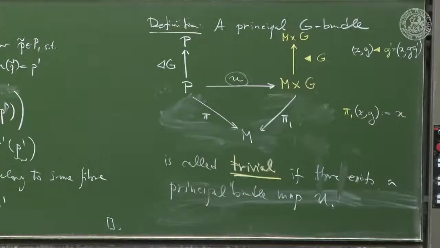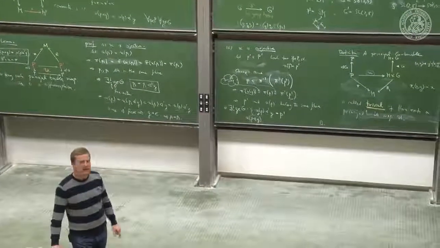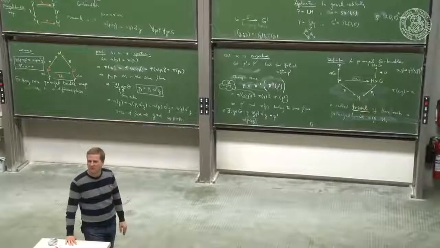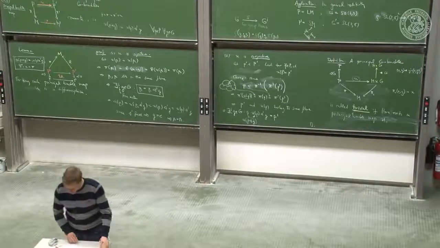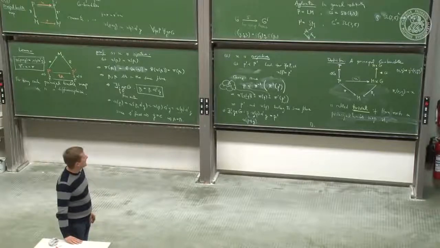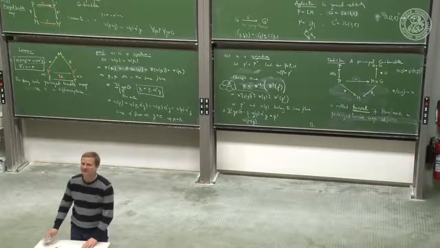Now, why are we interested in trivial principal G bundles? Well, they're very, very simple. We can think of them globally as having the group just attached as a fiber. Very simple. The question is, how common is that? Is this a strong condition? Is this not so strong a condition? And what does it all have to do with stuff we did before? Okay, we have a little theorem on that.